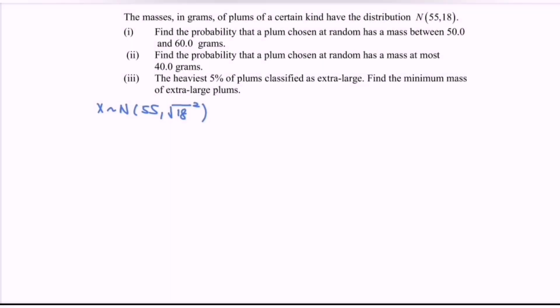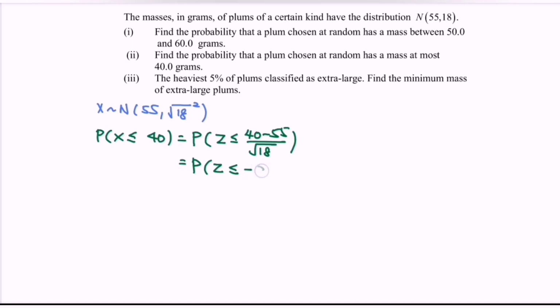Find the probability that a plum chosen at random has a mass of at most 40 gram. So in here, we have x and 40. The question says at most 40 gram. So kindly standardize the situation. So we have z less than or equal to 40 minus 55 over square root of 18. So the probability that z is less than or equal to negative 3.54.